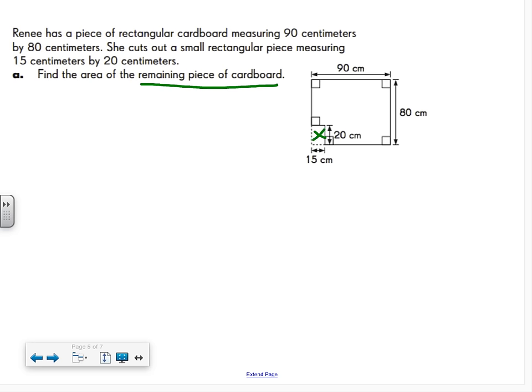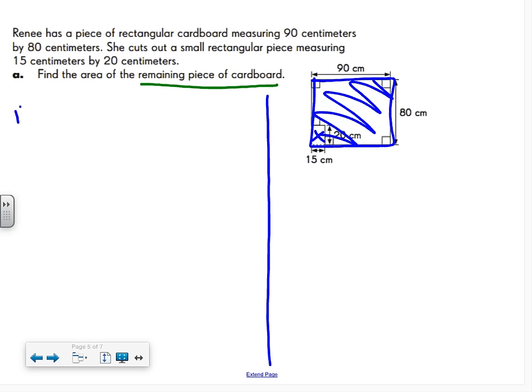So we're getting rid of this, and we want to find the area of this. Again, this one has two ways of solving. I'm going to do both ways and see which one makes sense to you. If I'm taking something away, I have to figure out what I'm taking it away from. First, I can figure out the area of this whole shape, because this is going to be my whole.